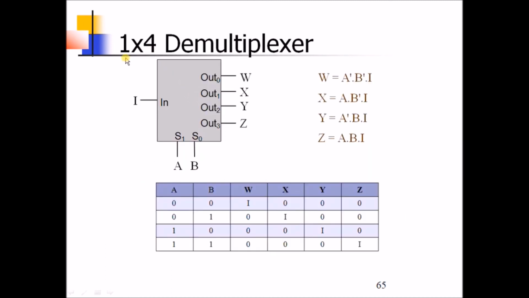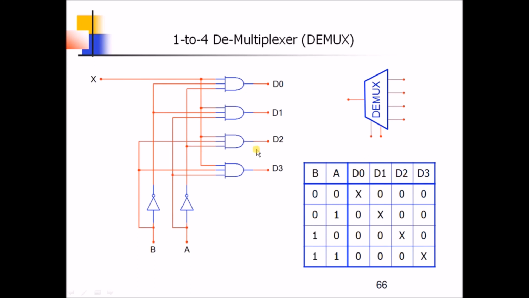1x4 demultiplexer. Here 1 indicates the input and 4 indicates the number of outputs. As there are 4 outputs, there would be a total of 2 selection lines. This is the truth table for the demultiplexer. As you can see, A and B are the selection lines, and W, X, Y, Z are the outputs. And this is the expression that we have got. After getting this expression, we plot it by using logic gates. This is how we have plotted that expression using logic gates.